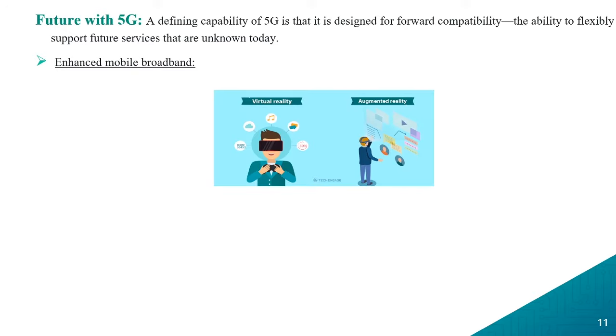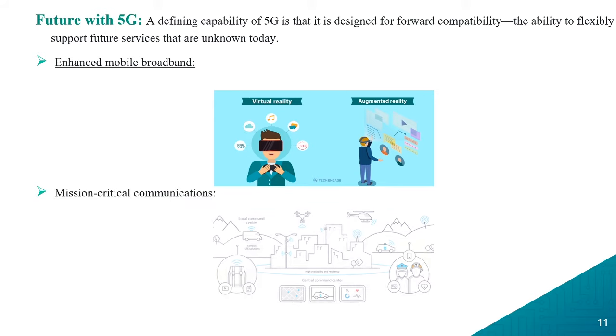Enhanced mobile broadband. In addition to making our smartphones better, 5G mobile technology can usher in new immersive experiences such as virtual reality and augmented reality with faster real-time response, more uniform data rates, low latency, and lower cost per bit. Mission critical communications. 5G can enable new services that can transform industries with ultra-reliable, available, low-latency links like remote control of critical infrastructure, vehicles, and medical procedures.